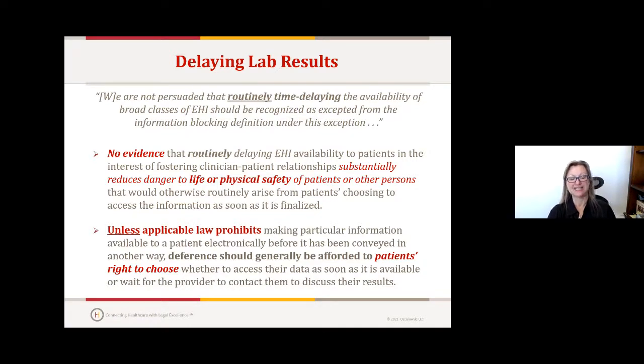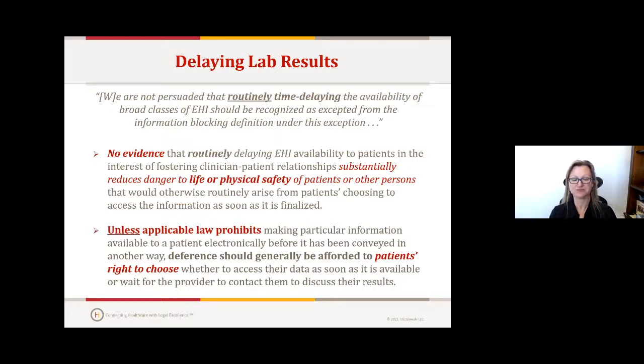Now, the exception, and how many of my clients have gotten around this, is that ONC did acknowledge that it is the patient's choice. So you can't make a decision for them. This is the default, but you can, of course, honor the patient's request and preference for delaying lab results. So what do you need to do? When the patient arrives and the lab is ordered, you ask them whether they want to have those labs immediately or whether they want those lab results relayed to them by the clinician.